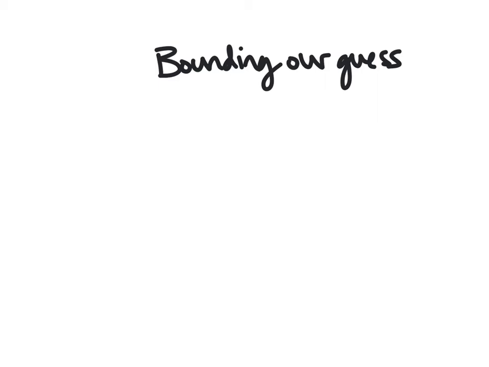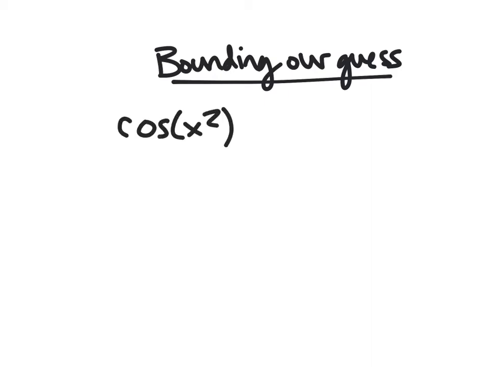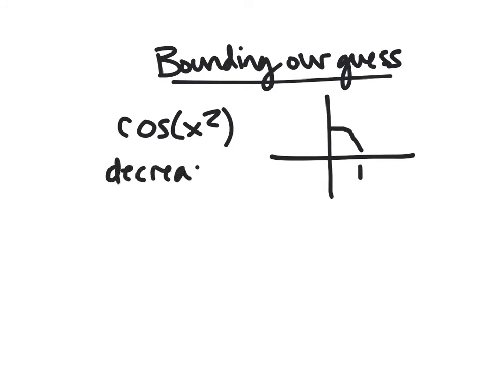The question is, do we know it lies between them? Is it just close to them? So we have a way of bounding our guess. So it turns out that cosine of x squared looks something like this between 0 and 1. Namely, it's always a decreasing function.